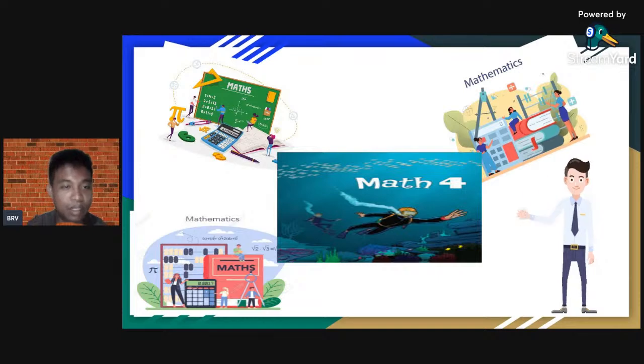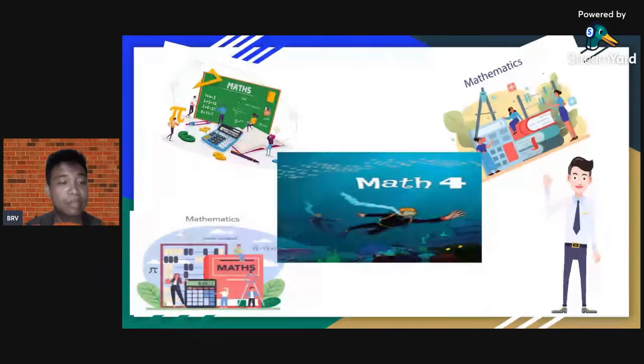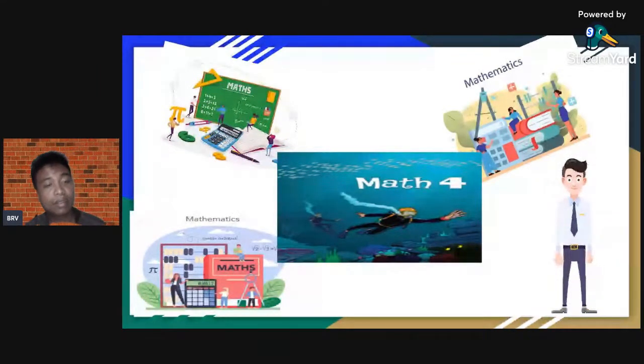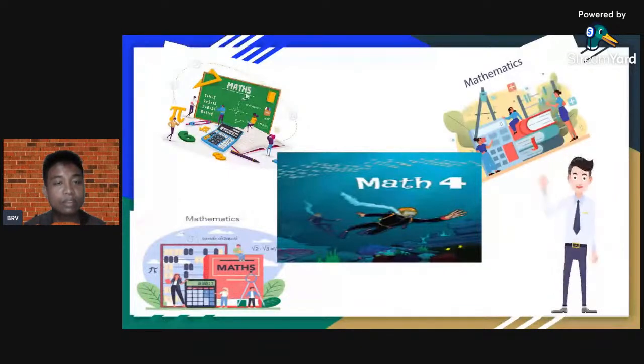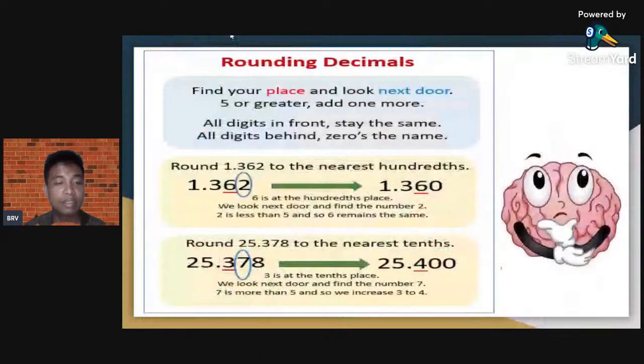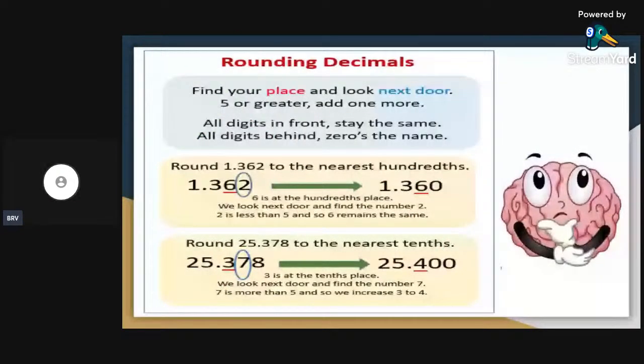I know you have an idea how to compare decimals and how to arrange decimals in order. So now let's have this one. I know you remember this one, rounding decimals and how to round off decimals.